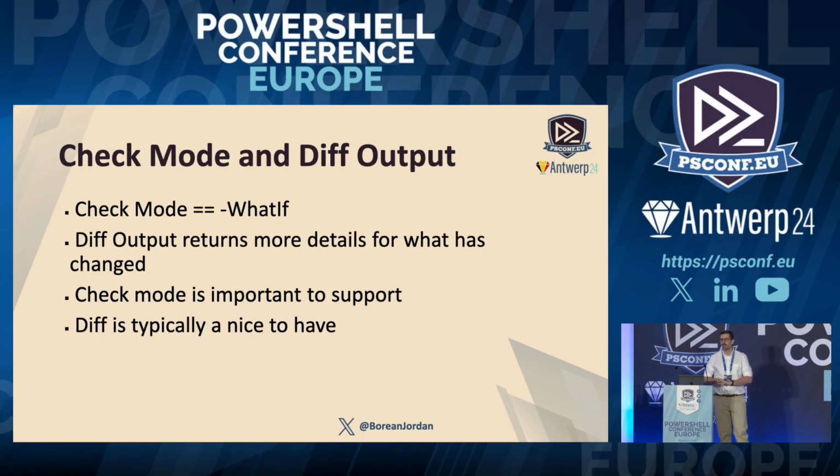Diff output is a more in-depth output that allows you to detect what actually changed. So instead of the module reporting that a change has occurred, we can see exactly, okay, this property has changed, or it was removed, or something like that. Check mode is very important to support. We try and make sure that all the modules that we develop have check mode. Some things can't do it just by the nature of them, like running a command. But diff mode is typically a nice to have. It's not mandatory, not everybody does it, and it can make your code a bit more complex.